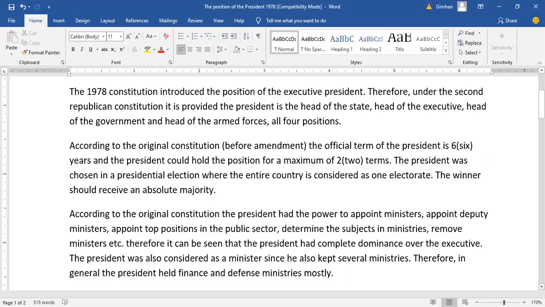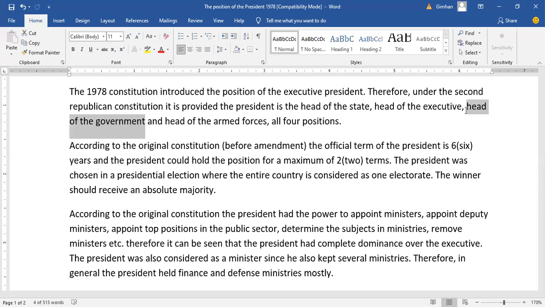Now, why is it mentioned here that the executive president gets all four? Because in a prime minister system, hear me out, guys. Concentrate and hear me out. This is an interesting fact. In a prime minister system, the prime minister only gets head of the government. Only this. The other three go to the nominal executive. Under the 1972 Constitution, Sirimavo Bandaranaike was only the head of the government. Head of the state, head of the executive, and chief commanding officer of the armed forces was the nominal president, William Gopallawa.